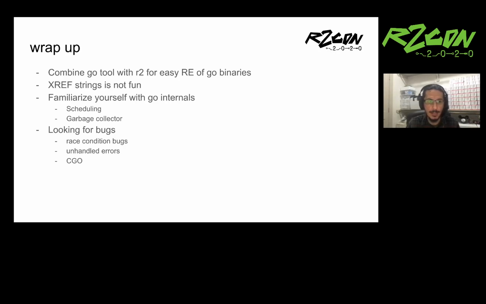Look at and also understand how Go works with scheduling and how the garbage collector works. And if you are interested in looking for bugs, look for race condition bugs. Those are big ones. And when working with Go, look at how errors are handled and look for CGO, because if there is CGO, you might be able to find some vulnerabilities like it's 1998.